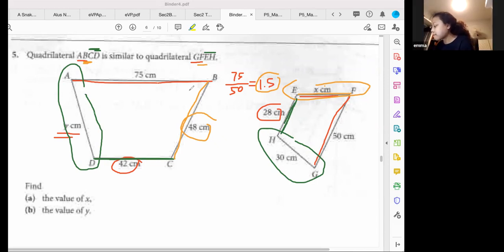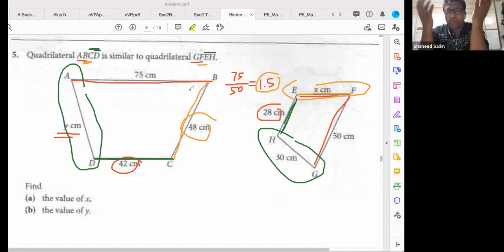You know what to do, Emma? So it's 48 over X equals, yeah, equals to 1.5 or equals to 75 over 50. Either one. Correct. Okay, use that method. Yes, use that method.